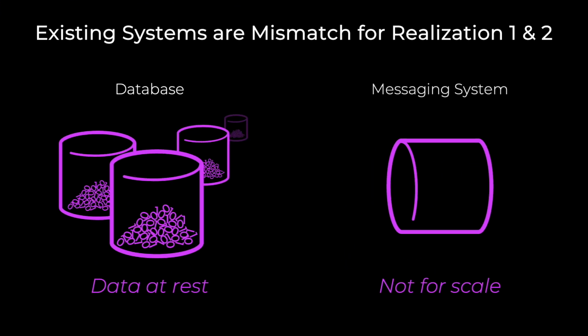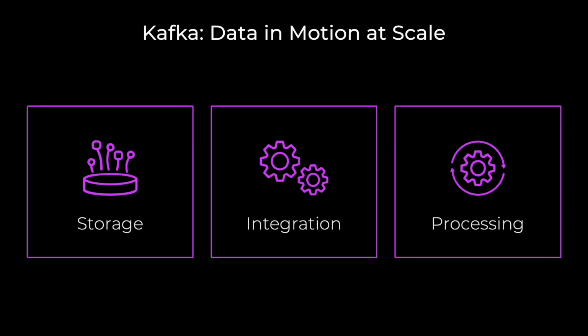With these mismatches, to really realize these two realizations LinkedIn wanted to have, we needed to build something new. So this is how Kafka was born. For Kafka, what we really wanted to build is a new platform that can truly treat data in motion as a first-class system and can handle data at scale. And I'll talk about some of the components we have been building over time.